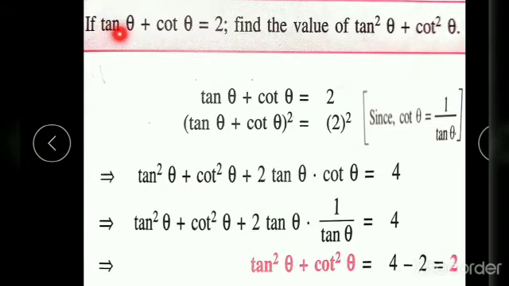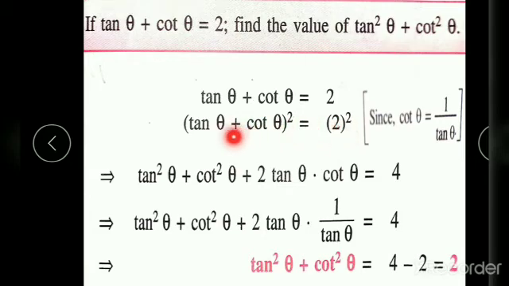If tan theta plus cot theta is equals to 2, find the value of tan square theta plus cot square theta. So what is given? Tan theta plus cot theta is equals to 2 is given. Using that, you have to find the value of tan square theta plus cot square theta. Okay, so what is given? Tan theta plus cot theta is equals to 2. Square on both the sides. What do you get? Tan theta plus cot theta whole square is equals to 2 square.